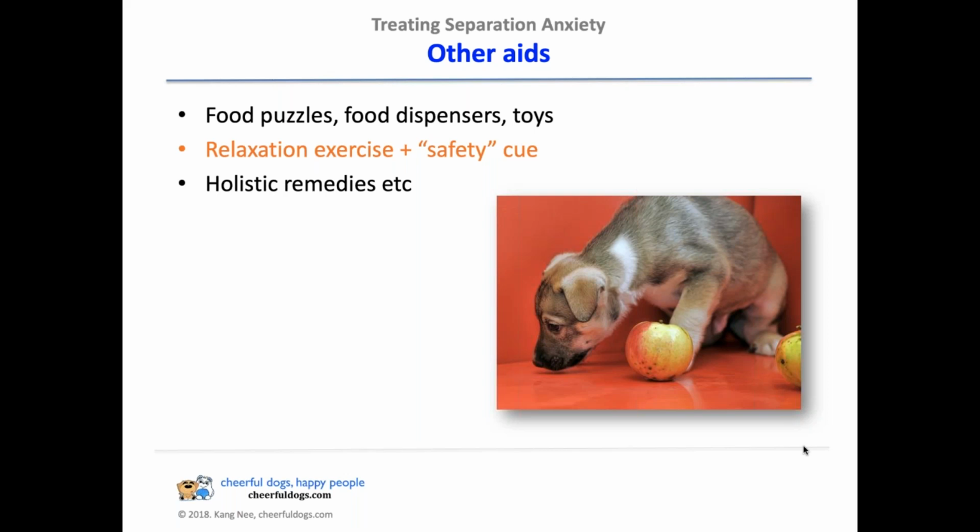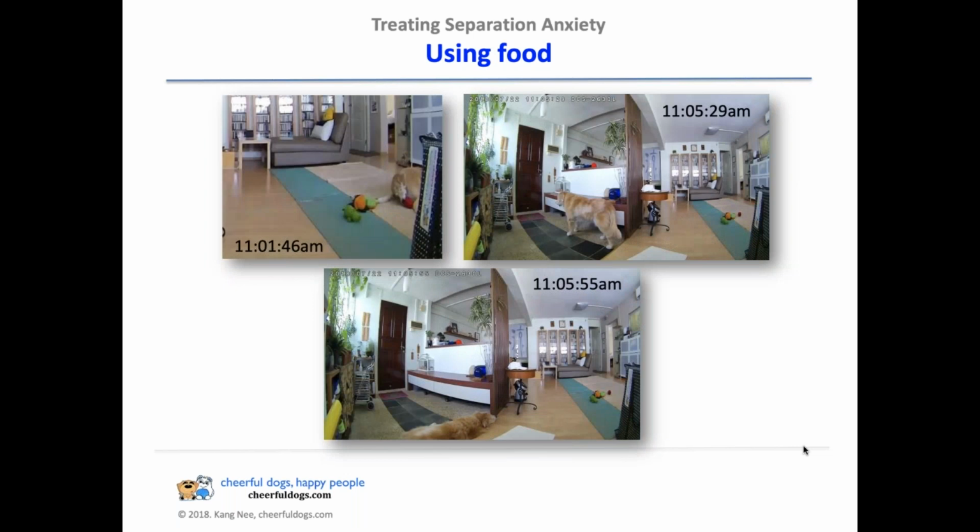There are, of course, also holistic remedies, wraps, nutraceuticals, pheromone therapy, and so on. We're not going to talk about all of these today because there's just no time for that. But how about the use of food? Because that's the one that we commonly use.